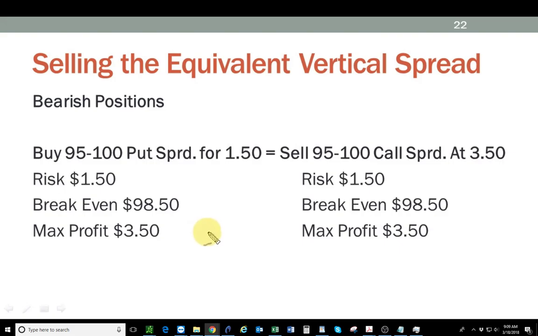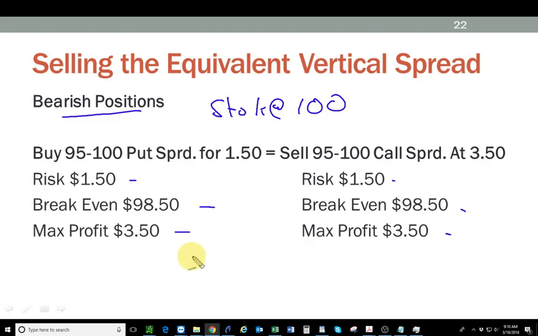So here we're bearish, and we'll say the stock happens to be, again, at 100. So let's look at this. We're buying this 95 put spread for $1.50 and selling a call spread of the exact same thing. And again, they're equivalents, because the risk here is $1.50, the risk is $1.50, the break-even points are the same, the max profit, it's all identical.